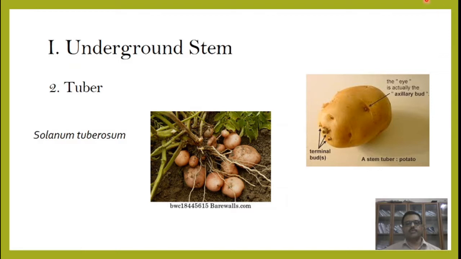The second type of underground stem is the tuber, which is found in potato, Solanum tuberosum. Here there is an underground branch at the tip of which a swelling appears, and this swelling is the tuber. It has stored food and is characterized by the presence of buds. There are axillary buds or lateral buds, and these axillary buds are also called eyes because of their appearance resembling those of the eye.